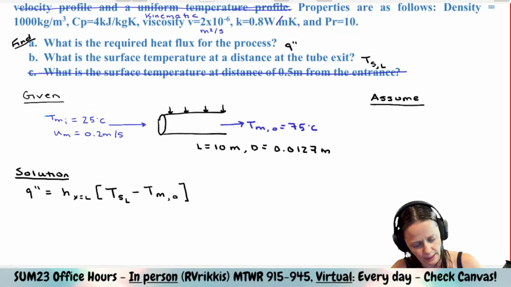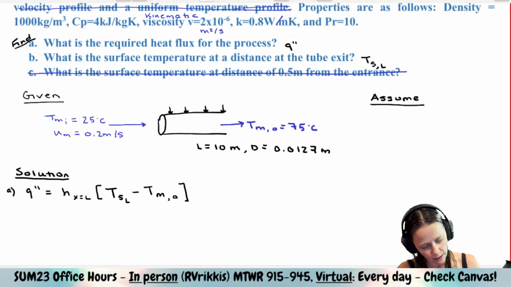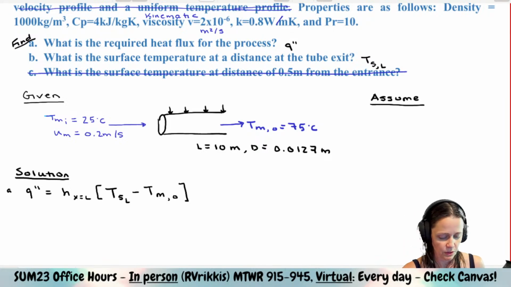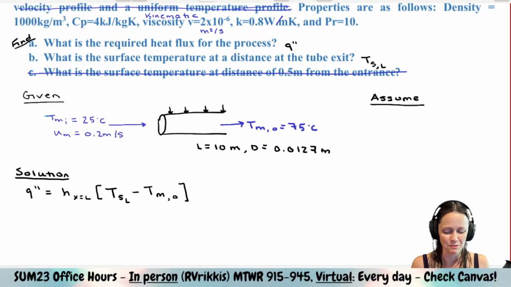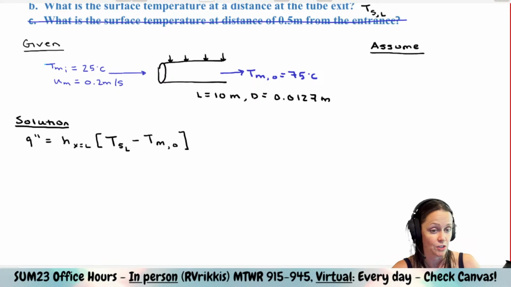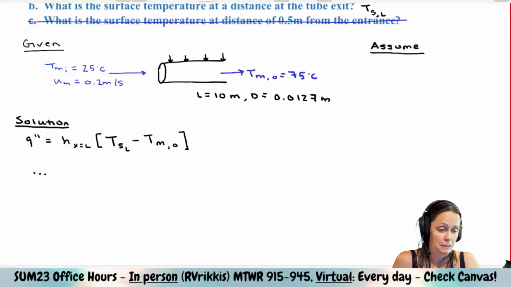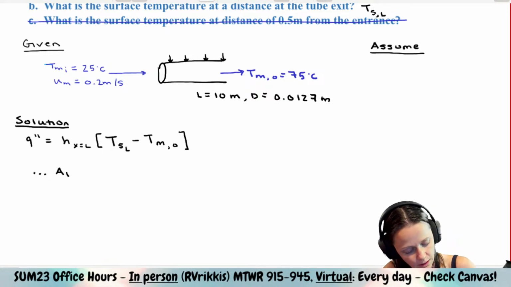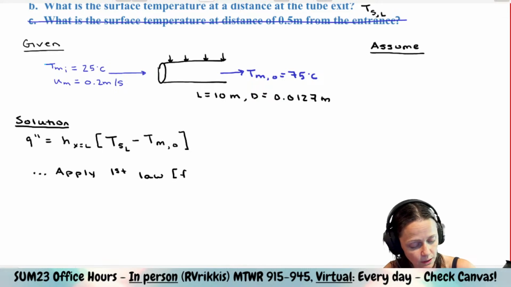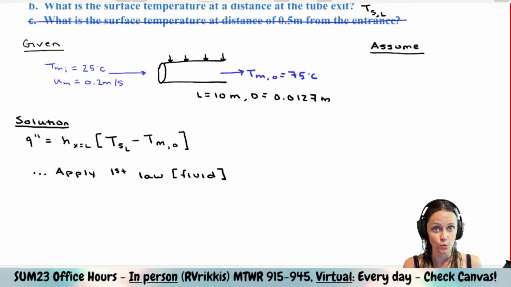So let's see what I need to find. I think I've got the mean outlet temperature. I don't have the surface temperature. In fact, it looks like both of these have something unknown. So I need another equation. I've got two unknowns and one equation. So the other thing that I can do is apply our first law. So this is our first law, and we're going to apply it to the fluid that's flowing through this control volume from x equals 0 to x equals L.